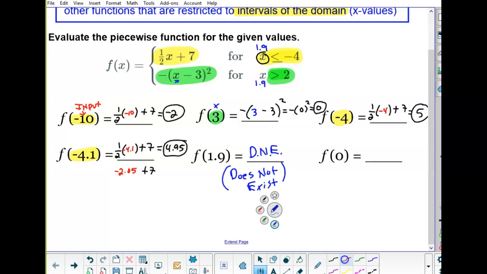And this would be an example of a non-continuous function. And then same thing here, what about 0? Well, 0 is not less than -4, and 0 is not greater than 2. So we actually have two different cases where our functions cannot exist because they do not fit within the accurate domain.